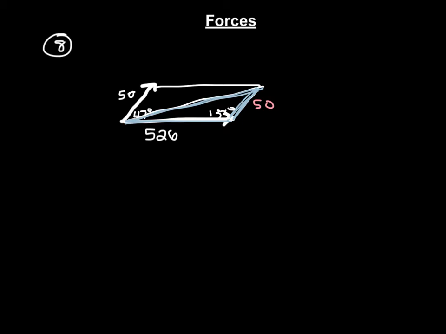Okay, now they're asking you to find the resultant speed of the jet. So the resultant is our diagonal, so what we're looking for is this x right here. Okay, so we know this side is 526. We know this angle is 133. We know this side over here is 50, and we're looking for the resultant. All right, well, if we're working with three sides and one angle, there's law of cosines. So I'm just going to plug this into law of cosines, and you can see how you did.